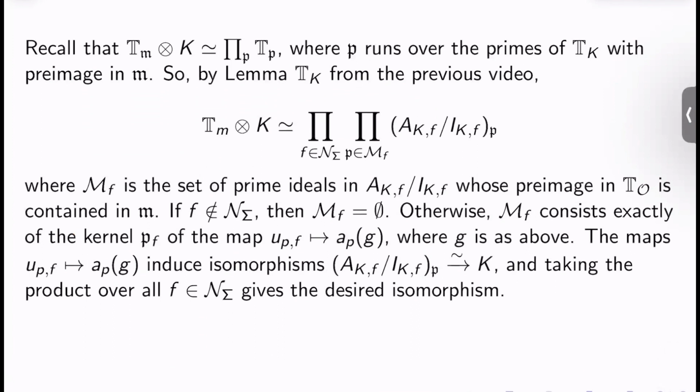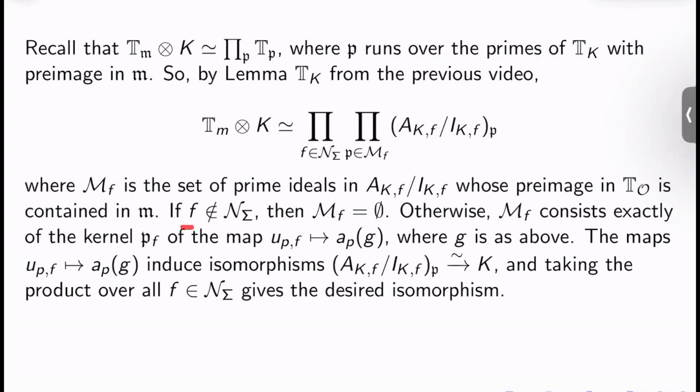Okay, so let's do this. Let's recall one thing we already know. T sub M tensored up to K is isomorphic to the product over primes frac P of T sub frac P, where P runs over the primes of T sub K with pre-image in frac M. So by lemma T sub K from the previous video, which is one of the main results there, T sub frac M tensored up to K is isomorphic to the product over f in cal N sub sigma times the product over frac p in what I'll call cal M sub f of A sub Kf mod I sub Kf localized at frac p, where this cal M sub f is the set of prime ideals here in this quotient whose pre-image in T sub O is contained in frac m, okay?